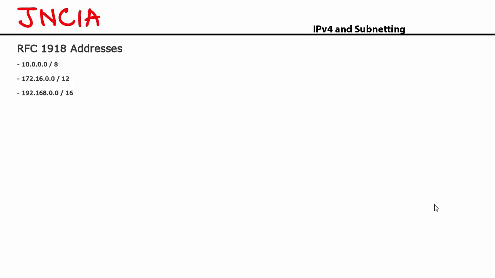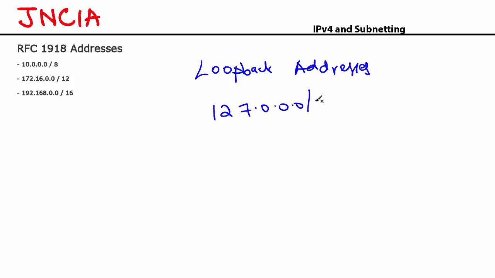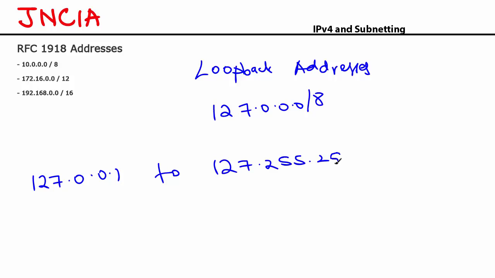Before we move into the next topic, I want to talk about another range of addresses that is reserved, and that's called loopback addresses. The range of this address is 127.0.0.0/8, which means it starts from 127.0.0.1 all the way up to 127.255.255.255. This whole range of addresses is reserved for loopback communication.